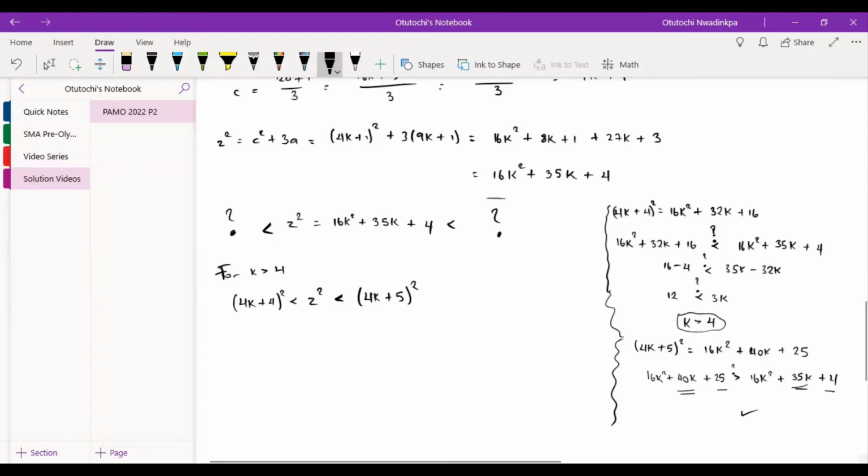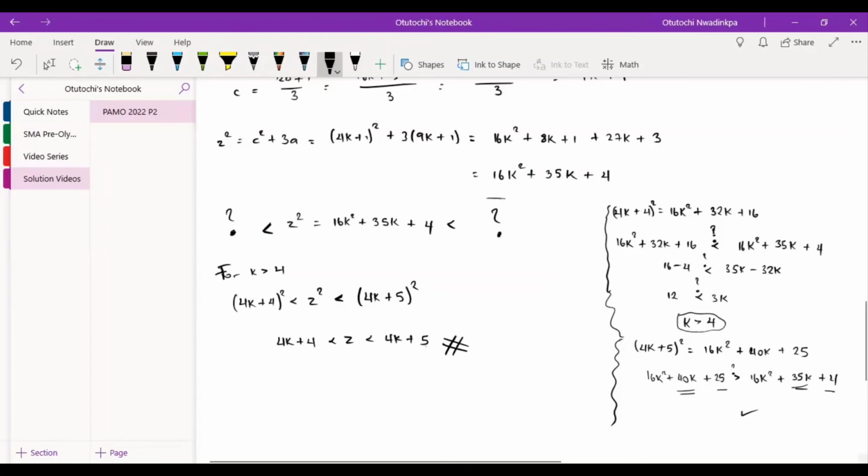So I've bounded z at both ends. So now this is going to imply that 4k plus 4 is less than z, which is less than 4k plus 5. And this is not possible, right? Because z is an integer, 4k plus 4 is an integer, and 4k plus 5 is an integer. But 4k plus 5 comes directly after 4k plus 4, so there's no other integer z between 4k plus 4 and 4k plus 5. So you can see why there's a contradiction here, right?